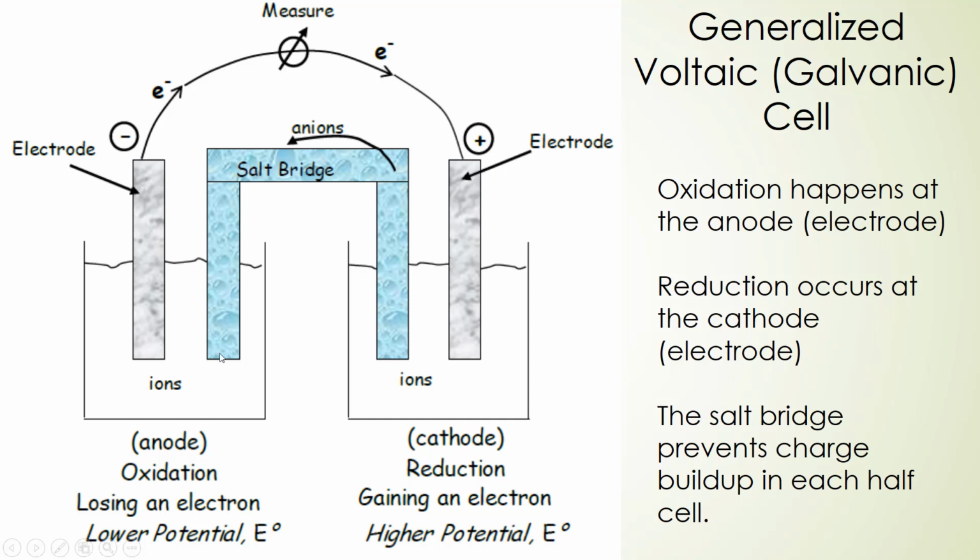Now this salt bridge here, basically that completes the circuit, and so it prevents charge buildup in each half of the cells. If we didn't have the salt bridge, then electrons would flow from the anode compartment to the cathode compartment, and that charge would build up in the cathode compartment and the cell would stop. So just one last thing to make sure we know, electrons are going to go from the anode to the cathode in a galvanic cell.